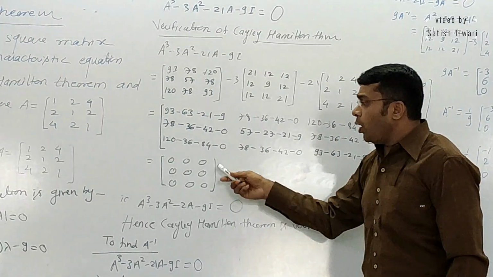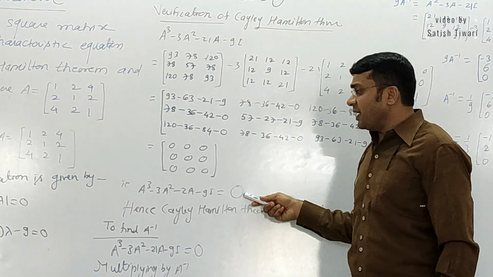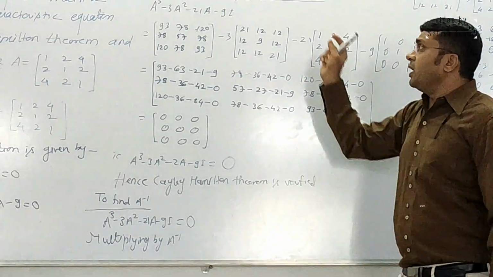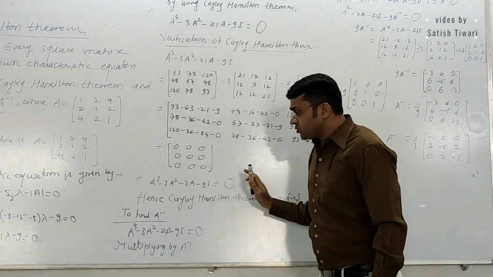And you will see that all the elements calculate to 0. So we get a null matrix, and hence we can say that the Cayley Hamilton theorem is verified. So LHS equals RHS. So we have this Cayley Hamilton theorem verified.